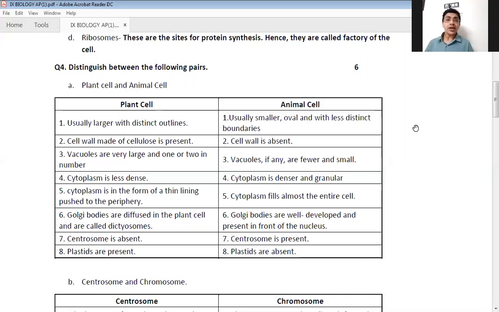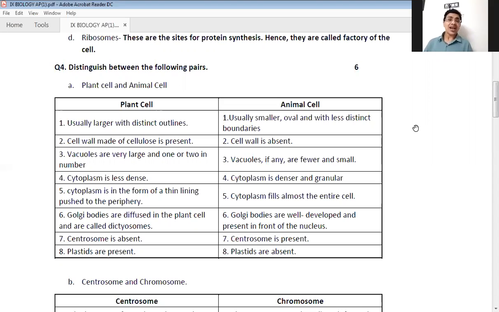Next point, Golgi bodies are diffuse in the plant cell and are called dictyosomes. Right? Now we know specifically they are known as dictyosomes only in plant cells, and they are diffuse in the plant cell. As compared to that, if we go to animal cell, Golgi bodies are well developed and present in front of the nucleus. They are very close to the nucleus normally, and that is how they function in animal cell. Next point is something about centrosome. When I talk about centrosome, it is absent in plant cell, but it is present in animal cell.